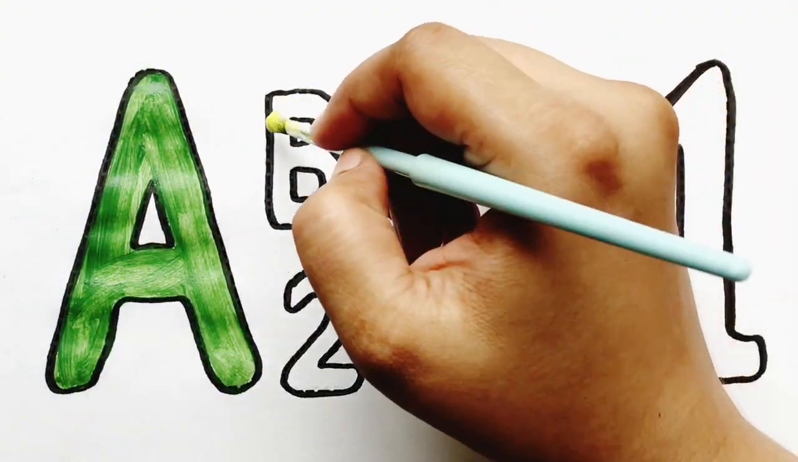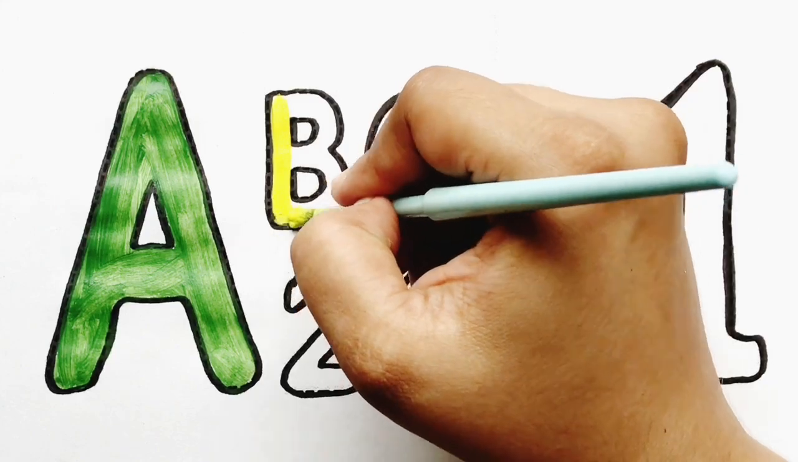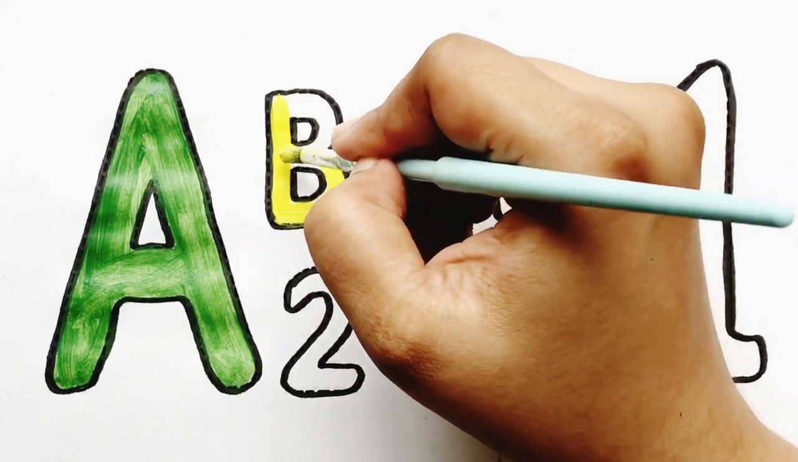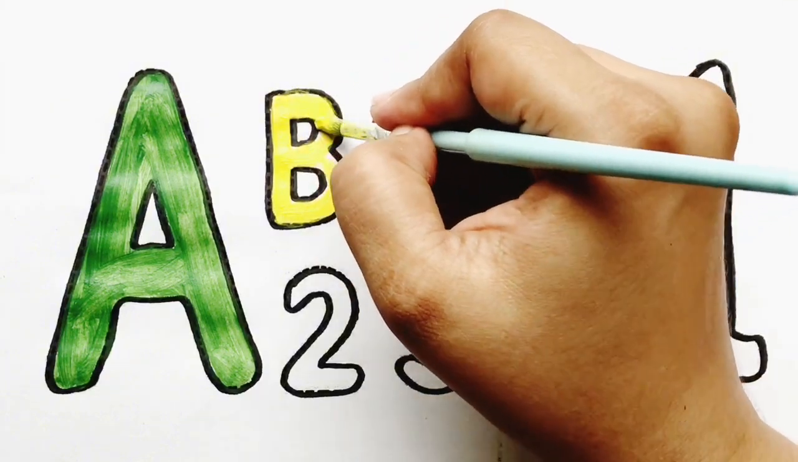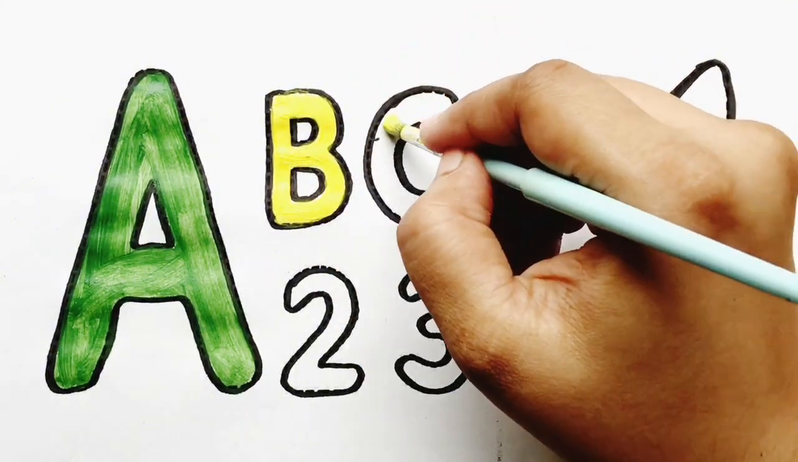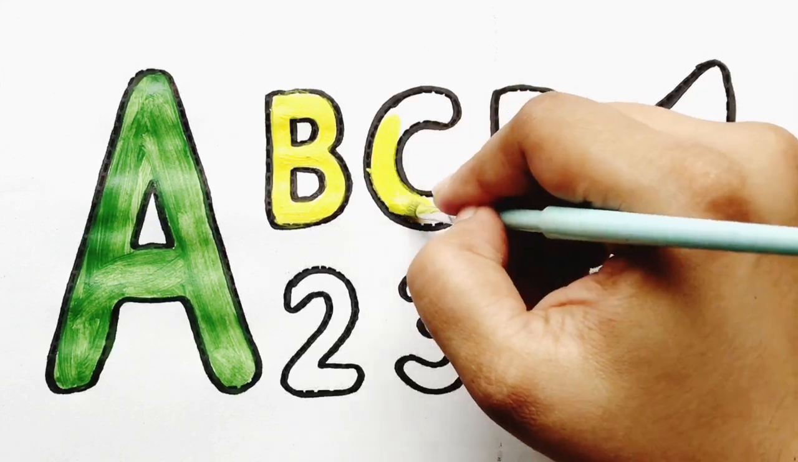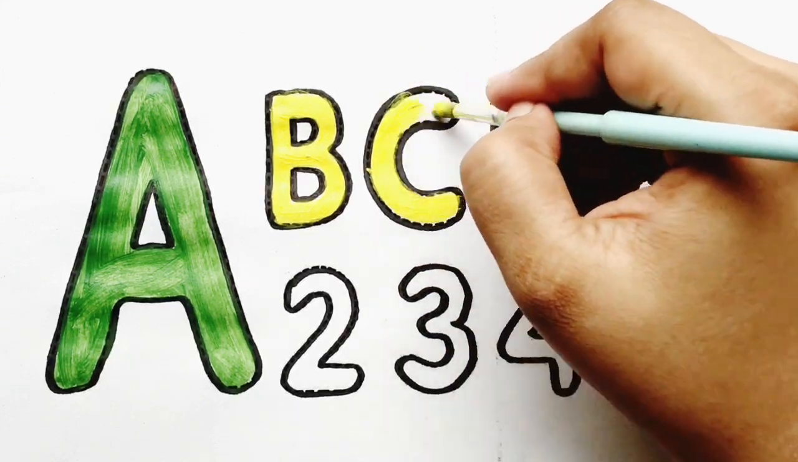Now I paint this letter B. Paint color is yellow. B for banana. Next letter is C. C for cherry.